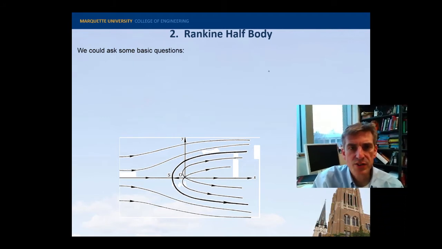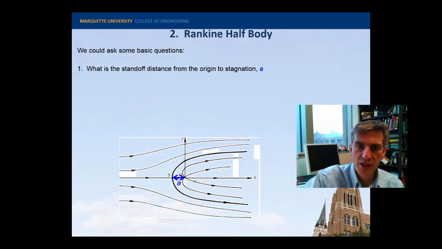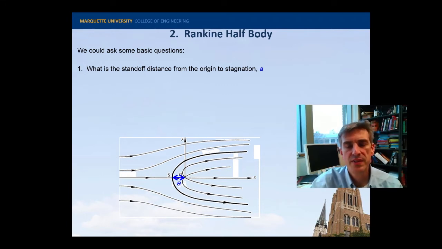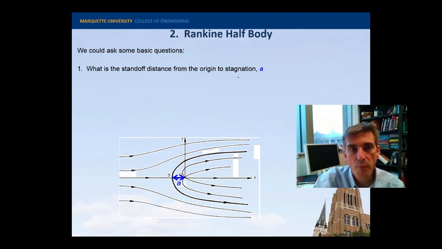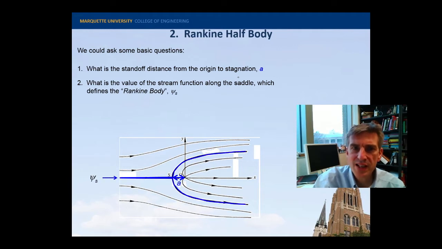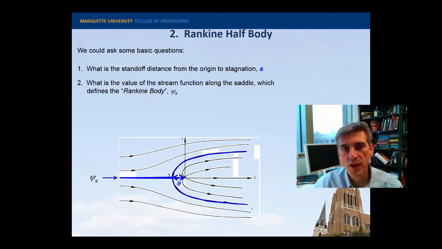Once we have this streamline, we can ask some really basic questions like, what's the standoff distance between the origin, the xy origin, and the leading edge of the Rankine half-body? That leading edge, of course, is the stagnation point for the flow field, so we call that the stagnation point and denote it with this S. So really this question is, what's the standoff distance between the origin and stagnation? What's the value of the stagnation streamline? It's not necessarily true that this streamline is going to have a value of 0. We're going to have to calculate it and find out what it is.